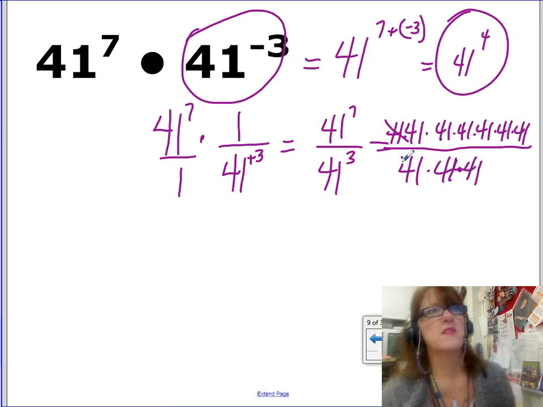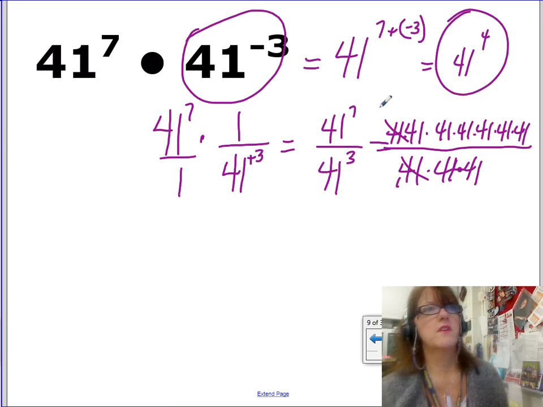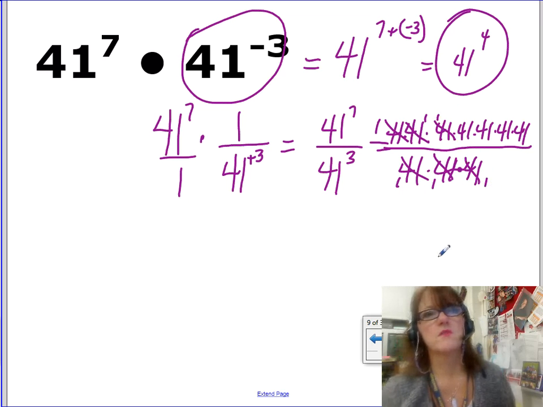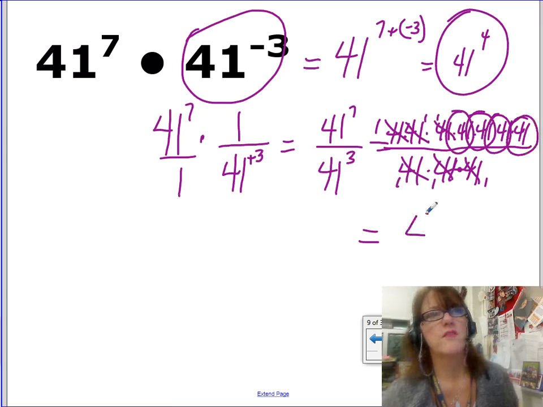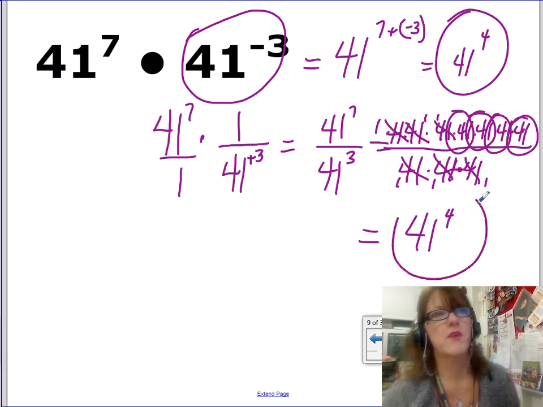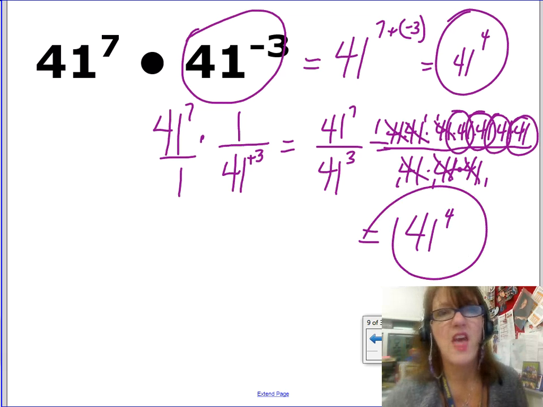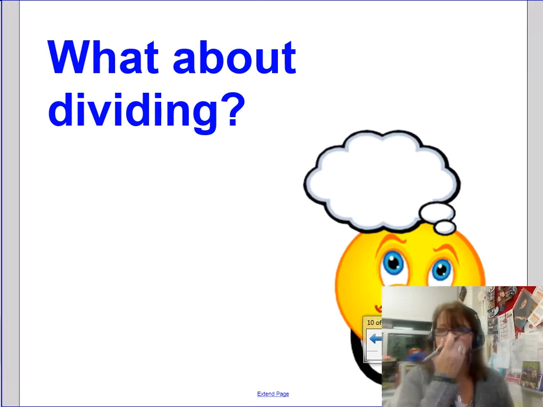And watch what happens. 41 divided by 41 is 1. 41 divided by 41 is 1. 41 divided by 41 is 1. I've run out of things in the denominator. Here's what's left. 1, 2, 3, 4. 41 to the 4th power. Sweet! That leads us into, what about dividing?